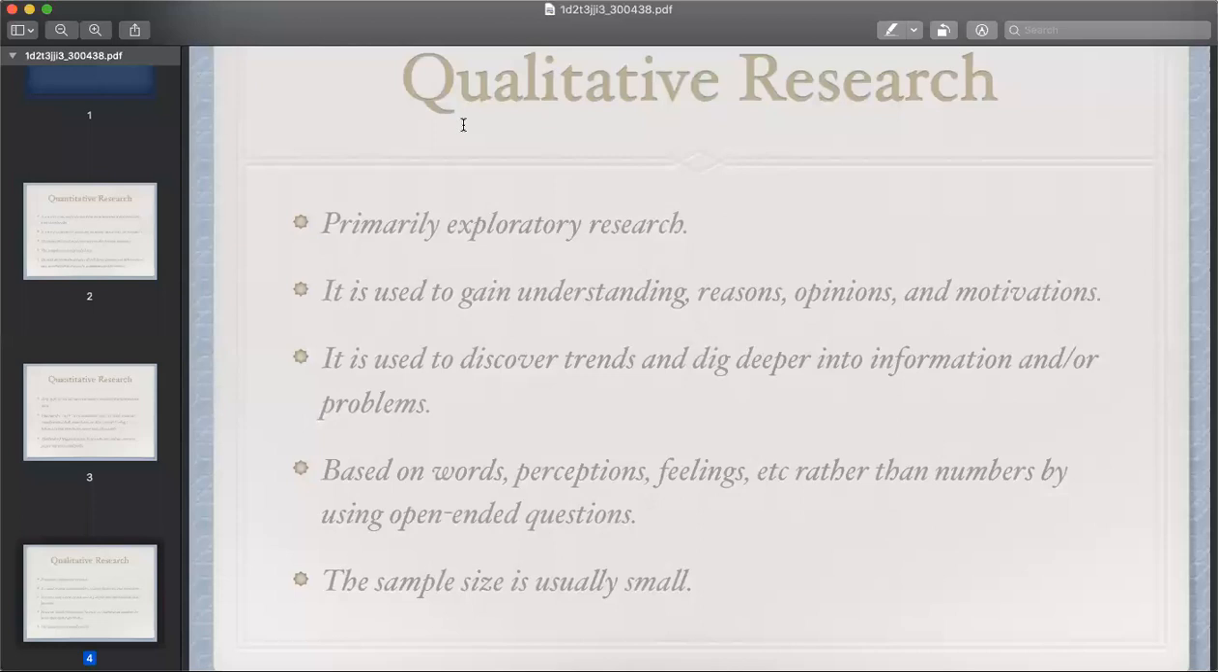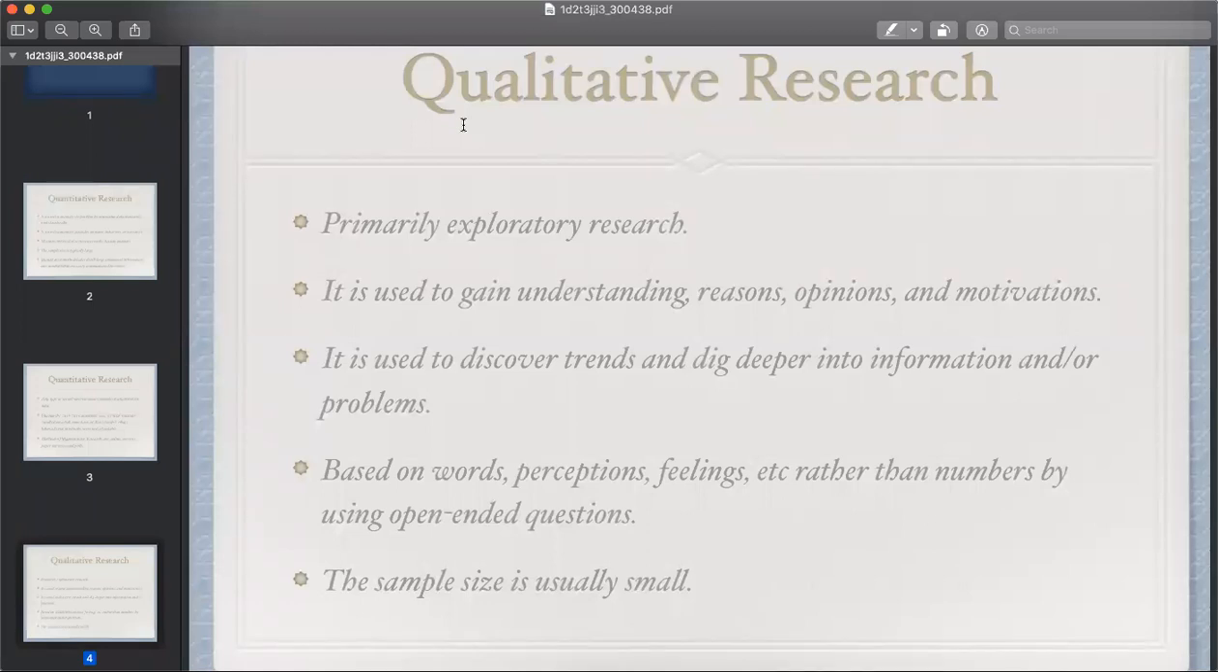And qualitative research is primarily exploratory research. And so what do we mean by exploratory research? Well, we seek to gain an understanding of people's reasons or opinions or motivations for thinking a particular way, not by limiting their choices to strongly agree all the way to strongly disagree or a yes or no response. Instead, we want to dig deeper. We want to give individuals what we call open-ended questions.